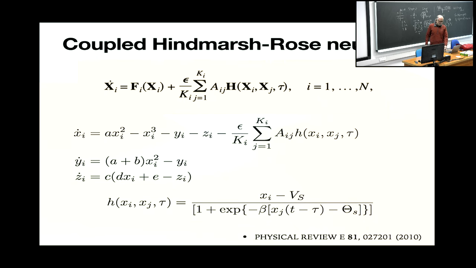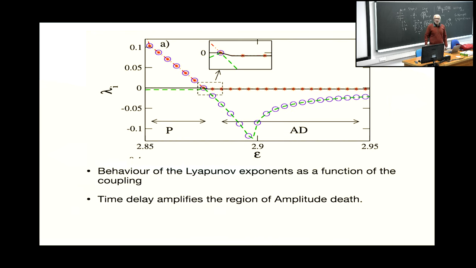So if you take this system, this also goes to amplitude death as a function of the coupling. Here's the largest Lyapunov exponent. Below a certain value, that's what the largest Lyapunov exponent is. And after this, it's all non-positive. So the oscillations have just died out. And one of the observations we made was that time delay amplifies the region of amplitude death in these systems.